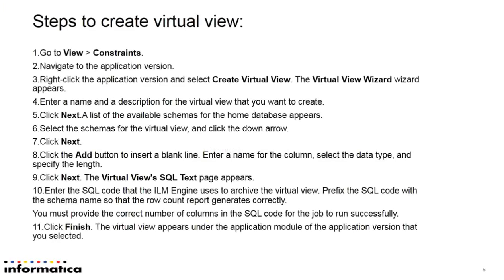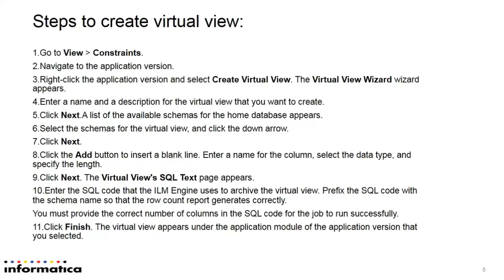So here are the steps that we have seen right now. Go to Views and Constraints, select the product family version, and right click on the product family version. You can see the Create Virtual View or Metaless View option. Enter the name and the description. Click on Next. Select the schema.